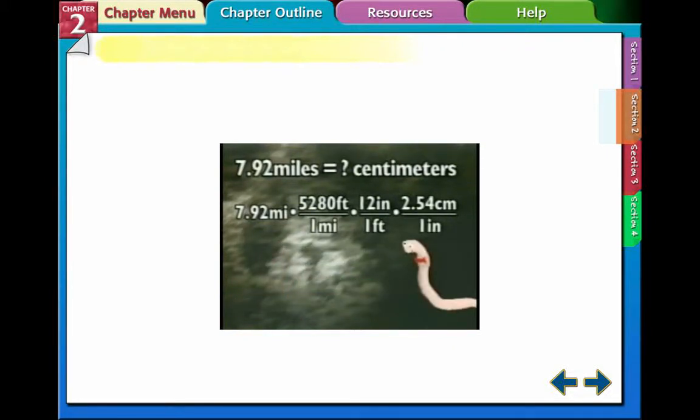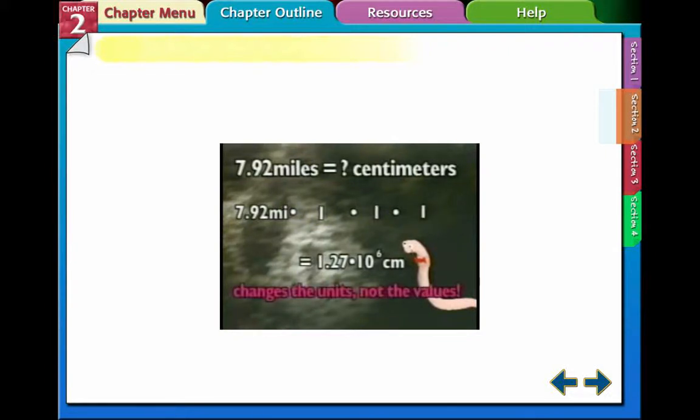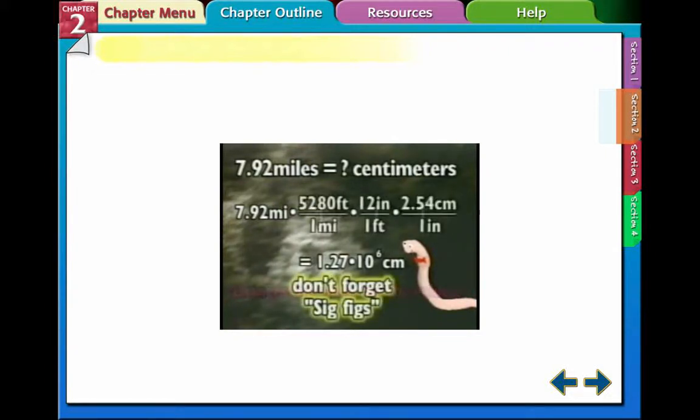When we cancel out the miles, feet, and inches in the problem, then multiply it through, we get 1.27 times 10 to the 6th centimeters. It's like we multiplied 7.92 times 1 times 1 times 1, changing only the units, not the values. And hey, don't forget the sig figs. 7.92 only has 3 significant figures, so the numbers in the answer can only have 3 significant figures.